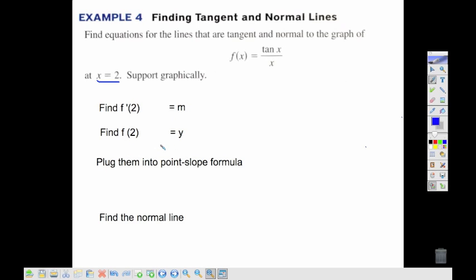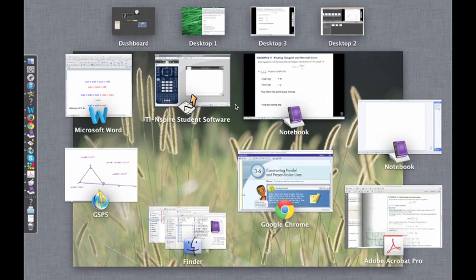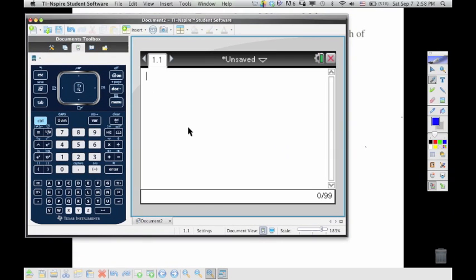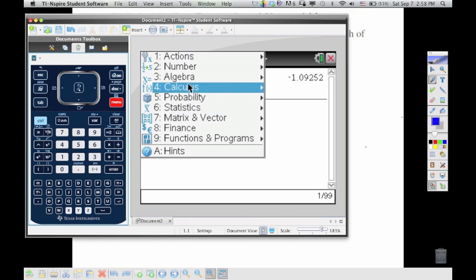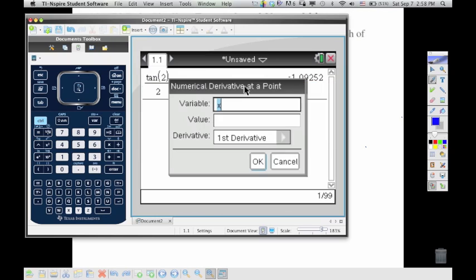So I'm going to start by putting this into my calculator. I'm going to start by plugging in my formula, getting the tangent at 2 and dividing by 2. And that's going to give me my y value. And to put in my derivative, I could work out the derivative by hand, but I'm just going to use my calculator since I'm using it anyway. We're looking for the value, again, at 2.